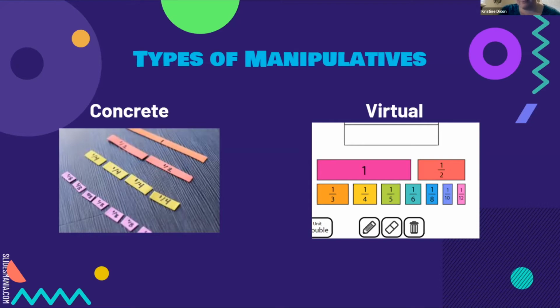The emerging research did say, though, that virtual manipulatives have more effectiveness with secondary students, so middle school and high school students who might be embarrassed to have something on their desk that makes them look different may do better with something on the computer, because it's a lot more discreet and they're getting the support they need with a virtual manipulative.